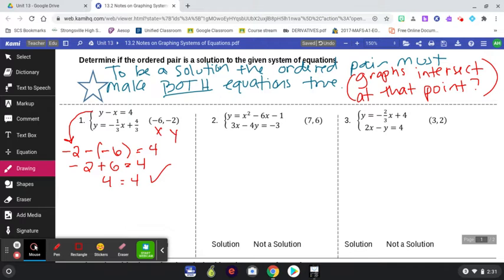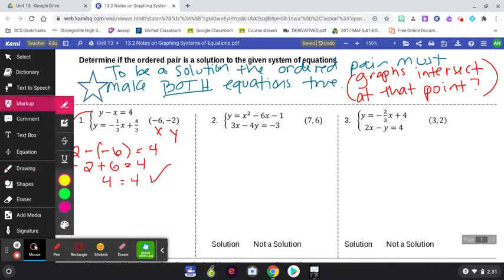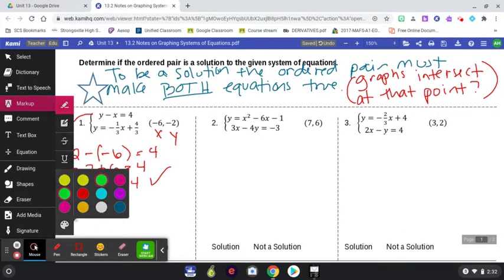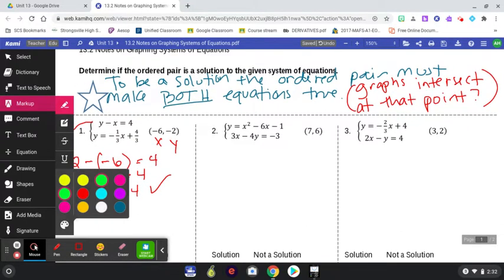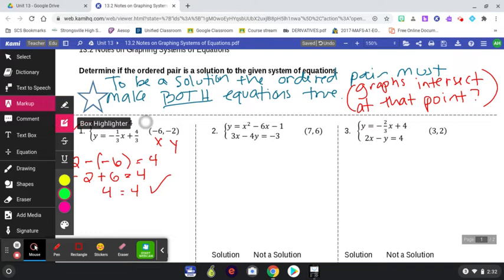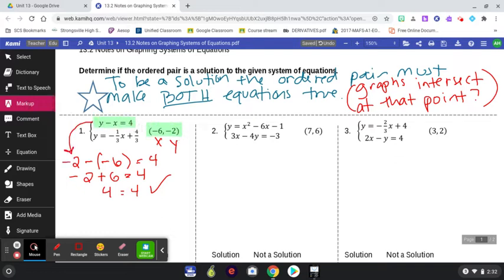What that means is that if I were to graph this equation, this point would be a point that is on this line, because when I substituted that point in, I got a true statement. All right, I want to check if the other equation makes a true statement.